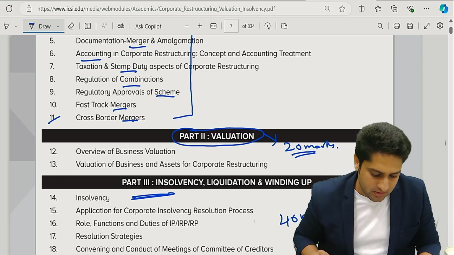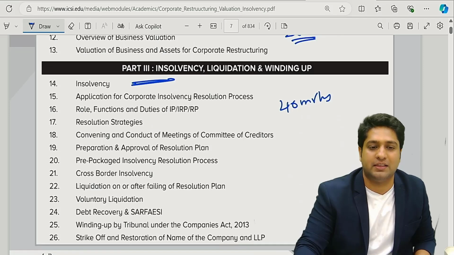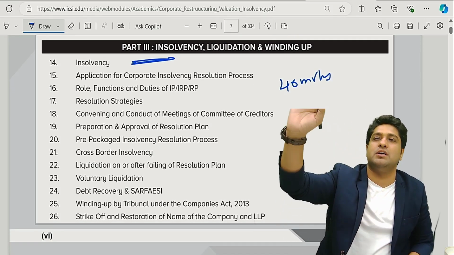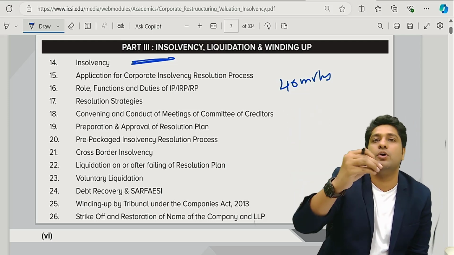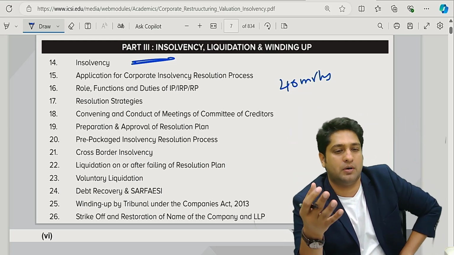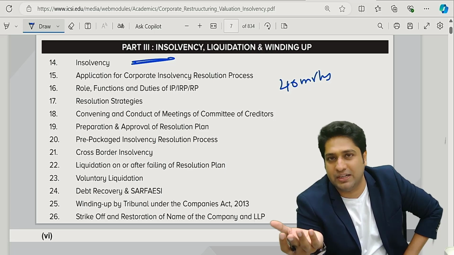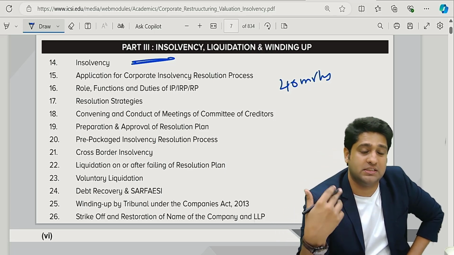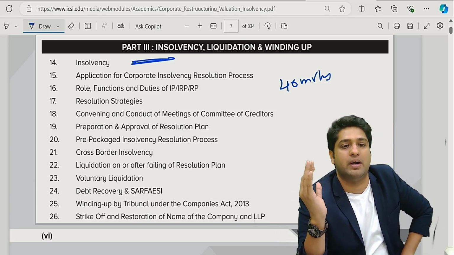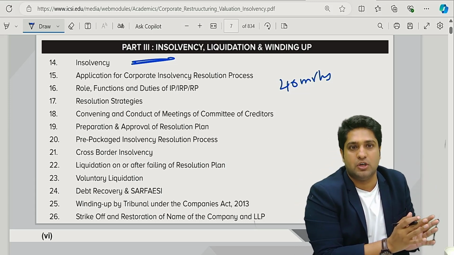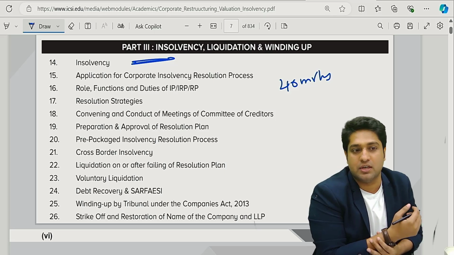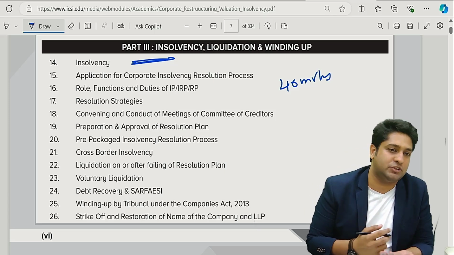So we've understood the first part was merger, takeover, and these types of restructuring. Your part B was valuation, but it's very important since ICSI is giving 20 marks for two chapters, and it's a definite weightage. So it's not that it can ever change. And the third thing is about insolvency.